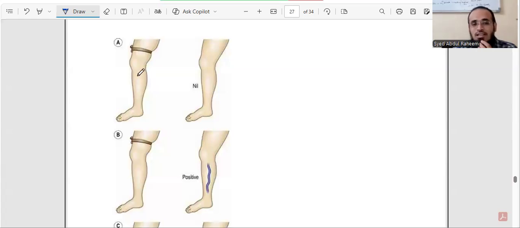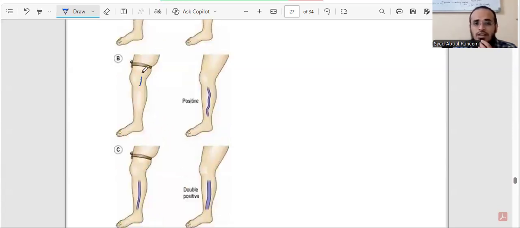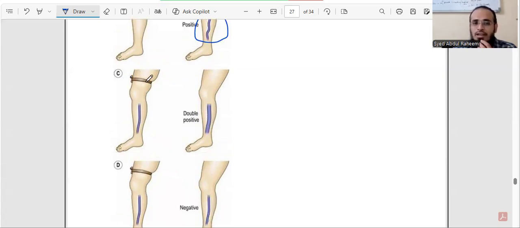You are checking the small saphenous vein or great saphenous vein. You are tying this. After tying, if nothing is visible, it means negative. You have to tie above the knee. Like this. And if you see any veins there, it means positive. After tying, if the visibility increases gradually, it means double positive.